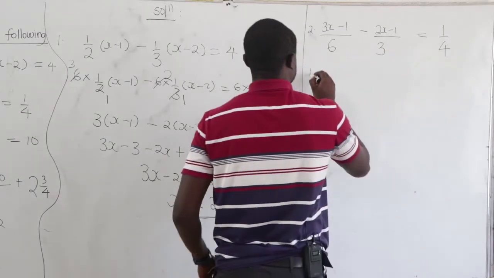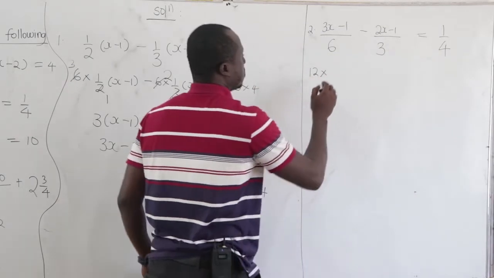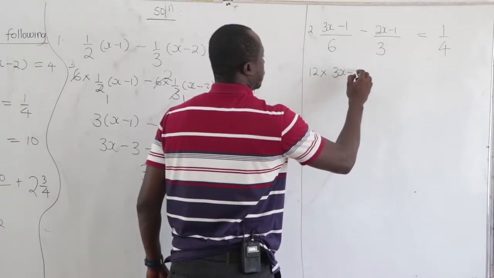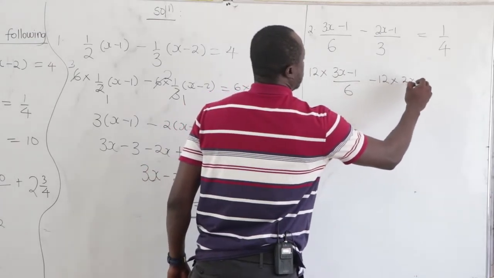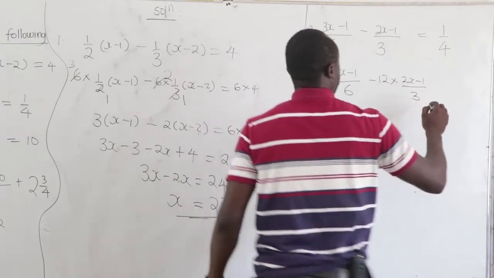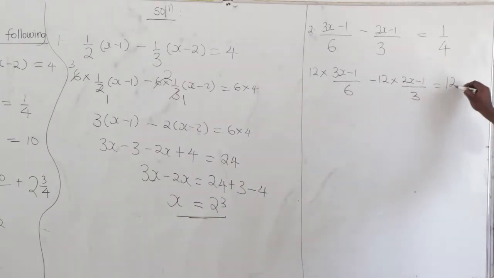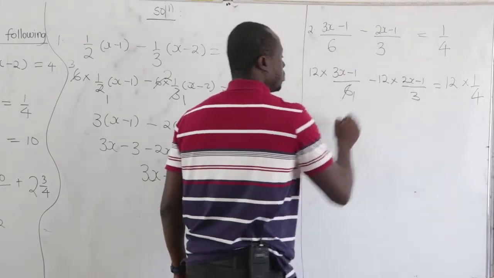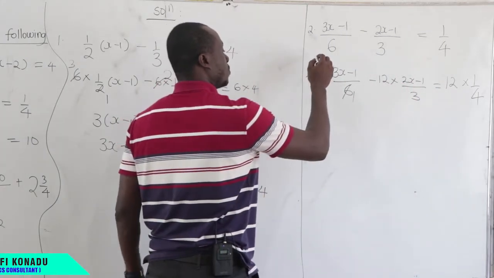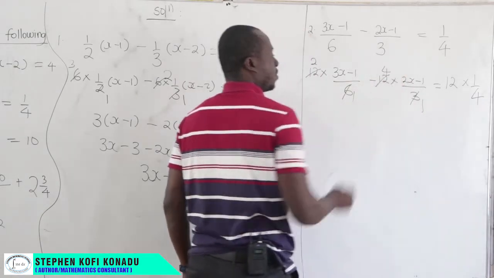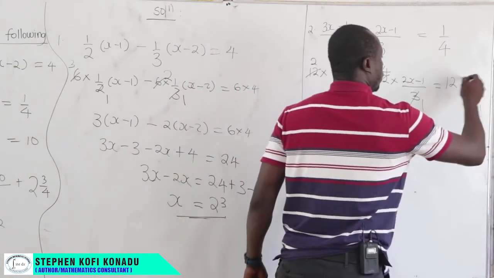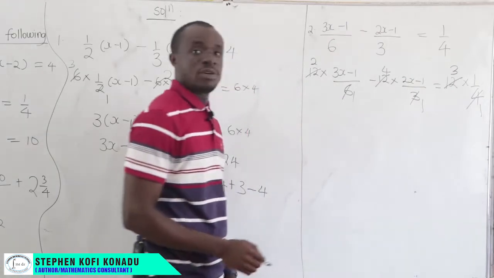So this is giving us 12 times 3x minus 1 all over 6, minus 12 times 2x minus 1 all over 3, equal to 12 times 1 over 4. Now, 6 going into 12, that is 2 times. 3 going into 12, that is 4 times. 4 going into 12, that is 3 times.